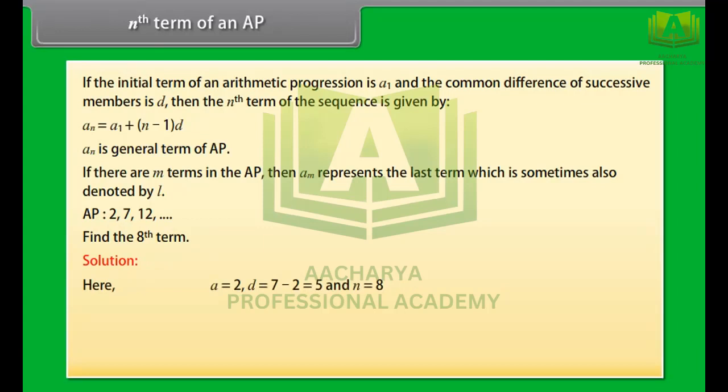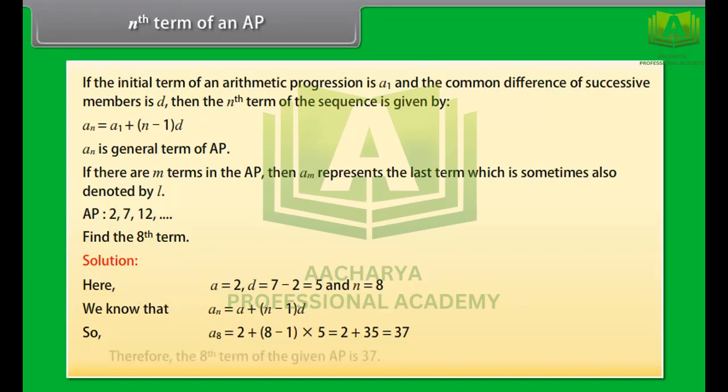Now by using the formula of the nth term, let's find the 8th term of the given AP. Here A is equal to 2, D is equal to 7 minus 2, which is 5, and n is equal to 8. We know that An is equal to A plus n minus 1 D. So, A8 is equal to 2 plus 8 minus 1 into 5, which is equal to 2 plus 35, which equals 37. Therefore, the 8th term of the given AP is 37.